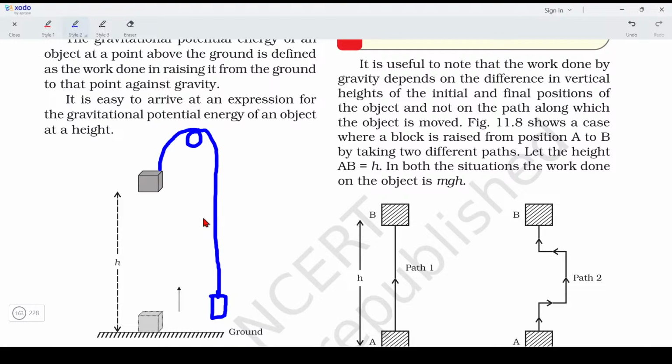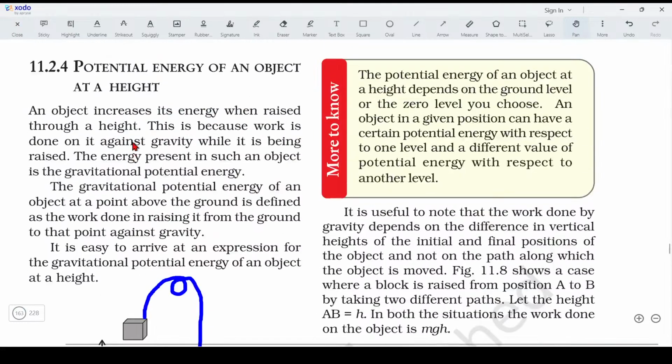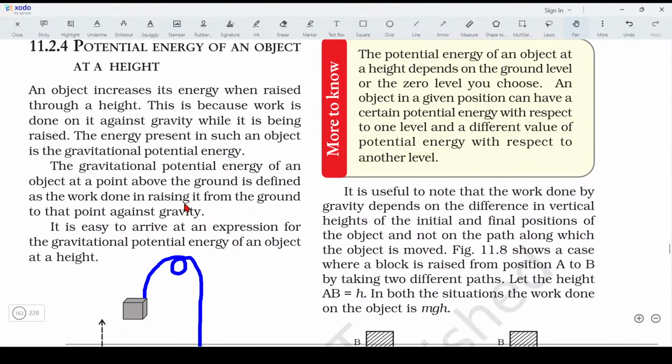Now read what he is saying. An object increases its energy when raised through a height, because work is done on it against gravity while it's being raised. The energy present in such an object is the gravitational potential energy. The gravitational potential energy of an object at a point above the ground is defined as the work done in raising it from the ground to that point.